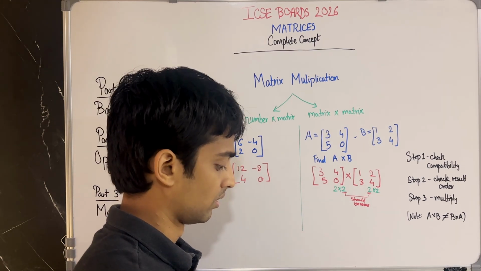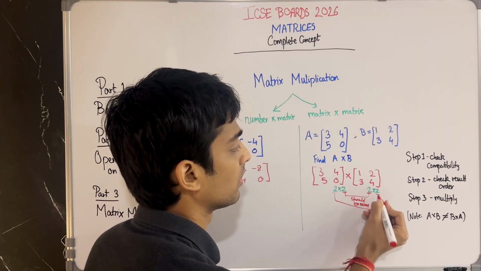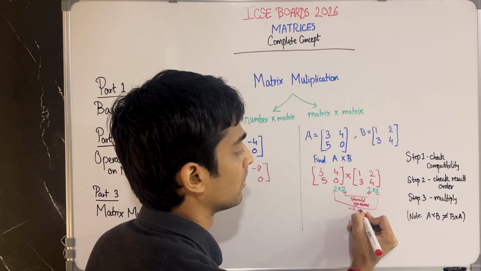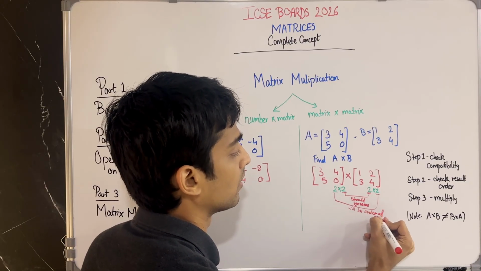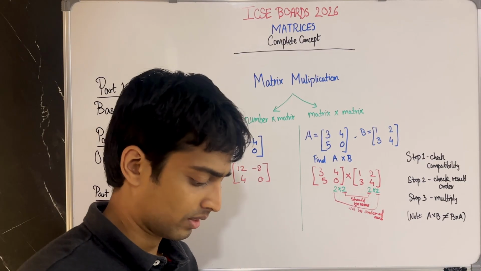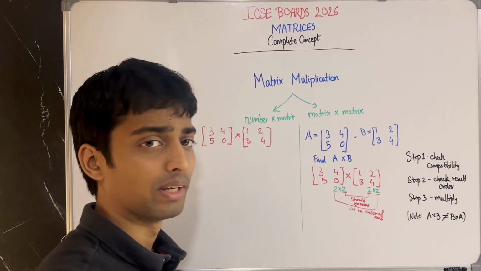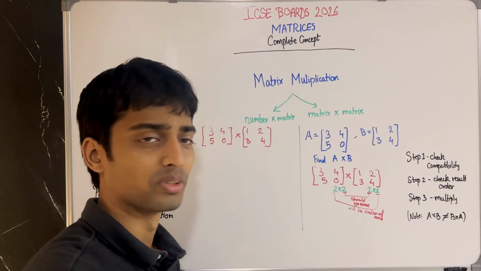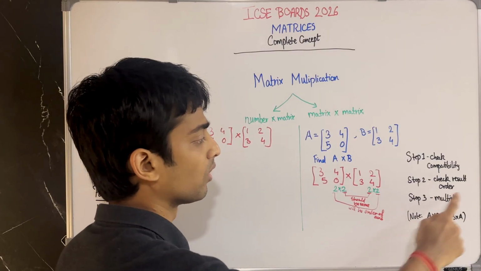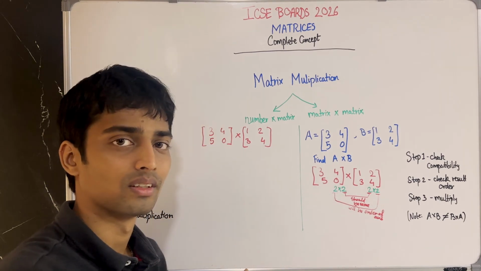So this number and this number will be the order of the answer. Okay, let's see how we can multiply them. We have checked the compatibility, 2 and 2, they match, so we can proceed. And we have checked the resultant order, so the resulting order will also be 2 and 2. So 2 by 2 will be the answer.